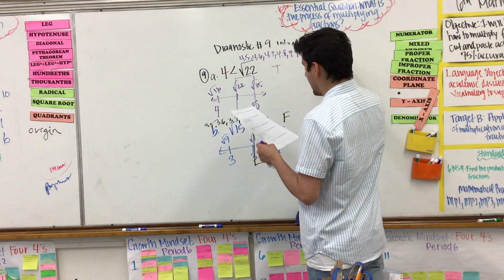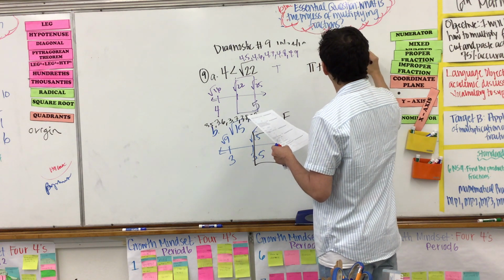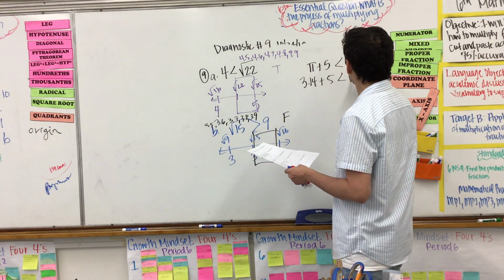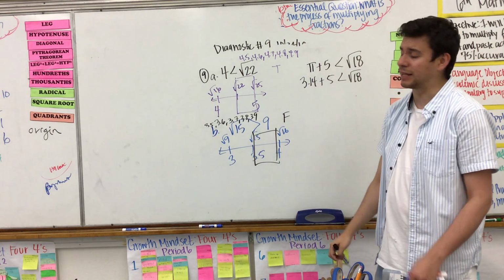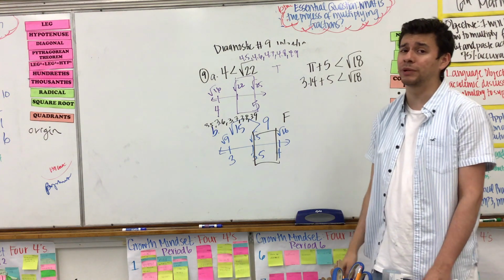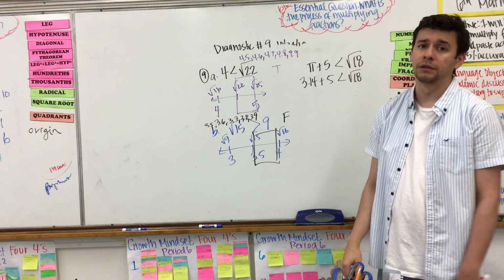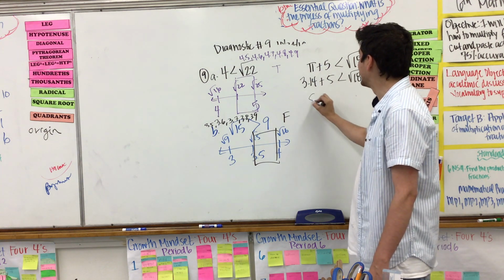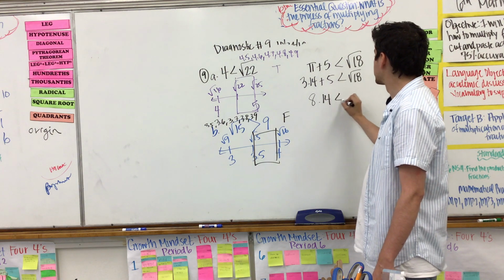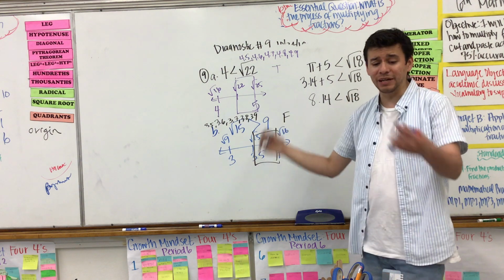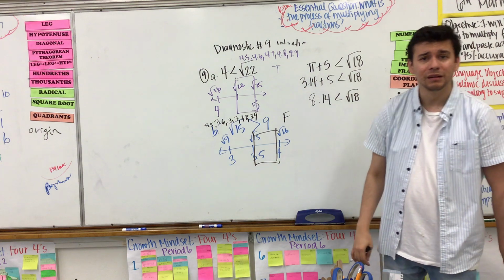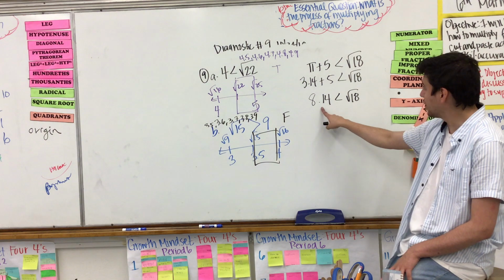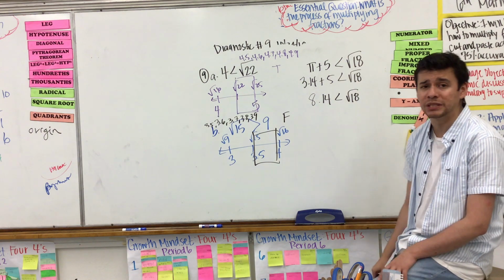Pi plus 5 is less than the square root of 18. Pi is 3.14 plus 5. Ladies and gentlemen, if you said that 3.14 plus 5 is 3.19, that's wrong. $3.14 plus $5 is $8.14. I don't even have to draw a number line for this. I know that the square root of 18 is like 4 point something. $8.14 is not less than 4 point something.